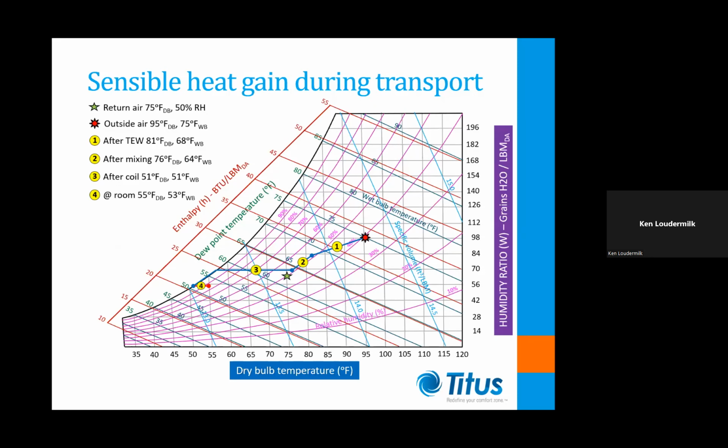We can plot this temperature rise as a sensible heat process on the psychrometric chart, where the dry bulb temperature rises while the mixture's moisture content remains constant.